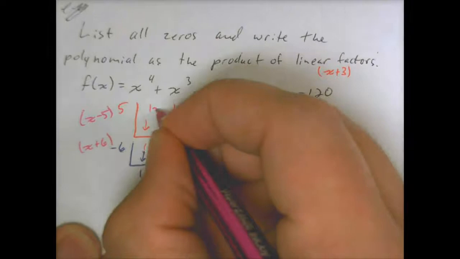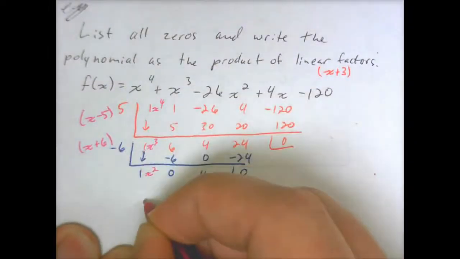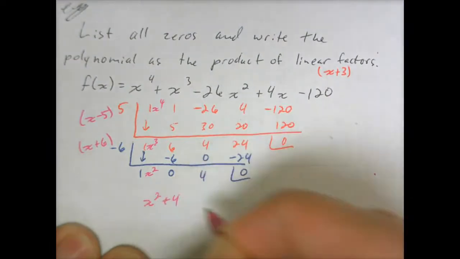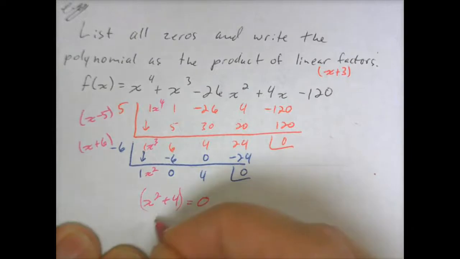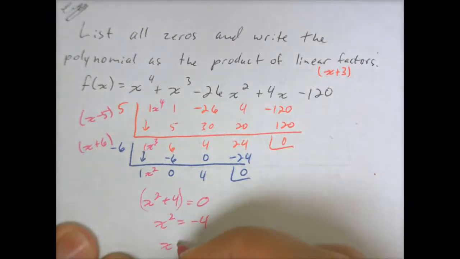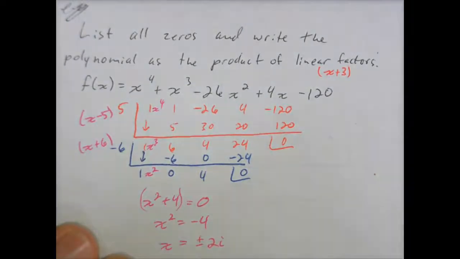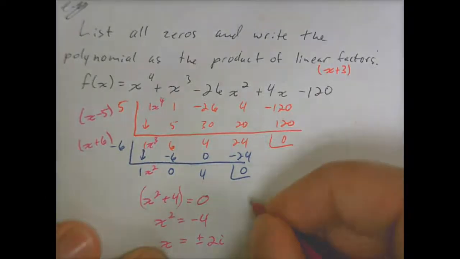Remember, if this was x to the fourth, then this was x cubed, so this is x squared. So I'm left with x squared plus 4. And if I try to find the zero of that factor, if I set it to 0, I'll have x squared equals negative 4. And if you take the square root of both sides, you will have x equals plus or minus 2i. Square root of negative 4 is 2, square root of negative 1 is i. So these are two irrational zeros. And they're also non-real.